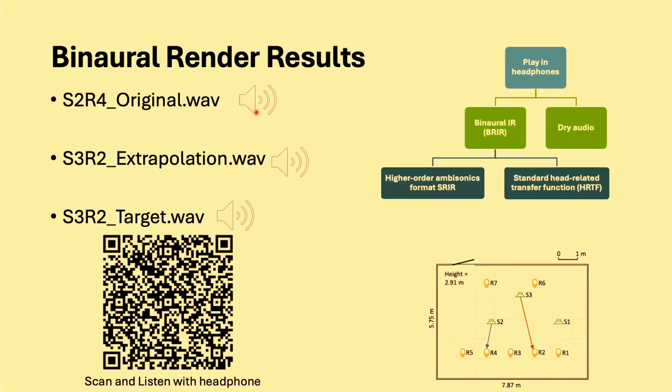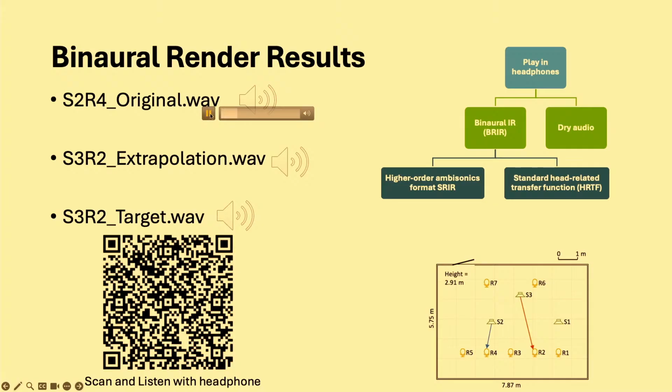After we got the spatial room audio, we render it to binaural audio, so you can hear it through the headphones. If you want, there is a QR code you can scan with your phone, then listen with headphones. I will play it through the speaker here, but I'm not sure what it will sound like.